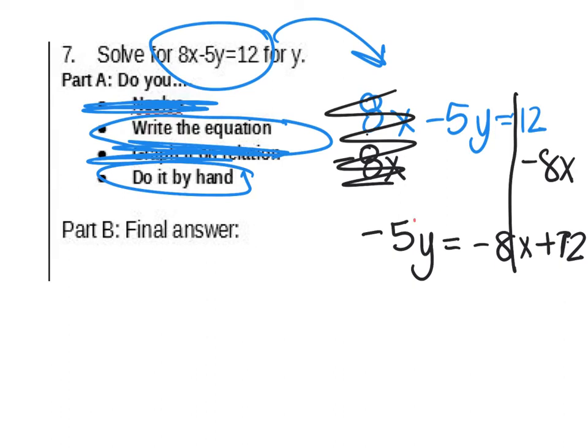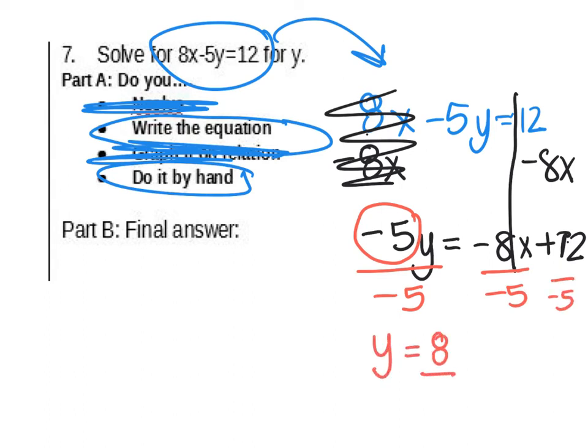Now my last step is to get rid of my negative 5. That is a coefficient. So in order to get rid of a coefficient, I'm going to divide by negative 5 three times. So now I have y is equal to 8 over 5x minus 12 over 5. It becomes minus because I have a positive divided by a negative number, so that is how I get negative 12 over 5. It becomes positive 8 over 5 because negative 8 divided by negative 5 is positive.